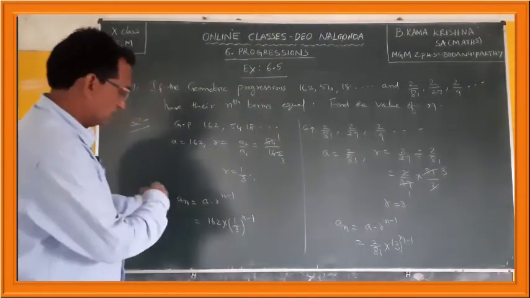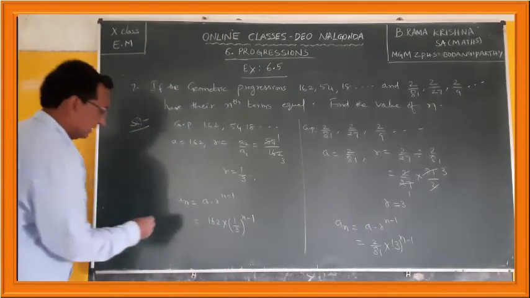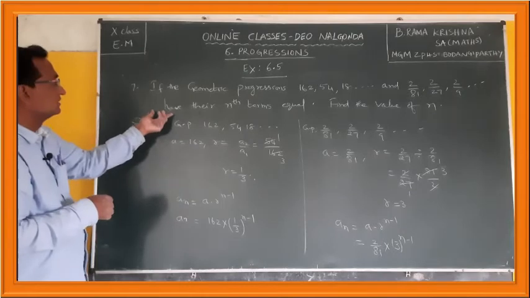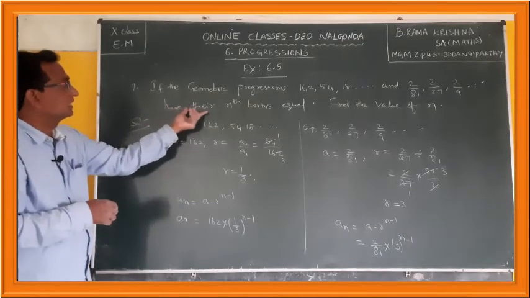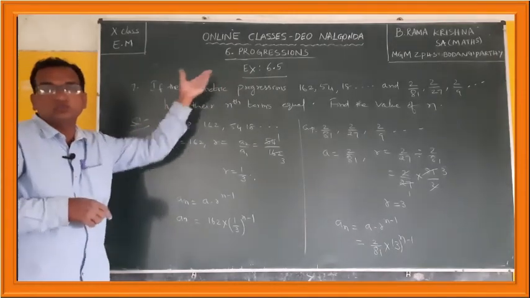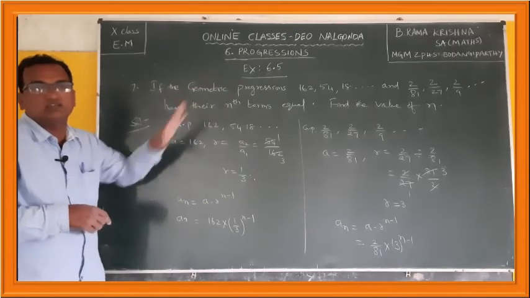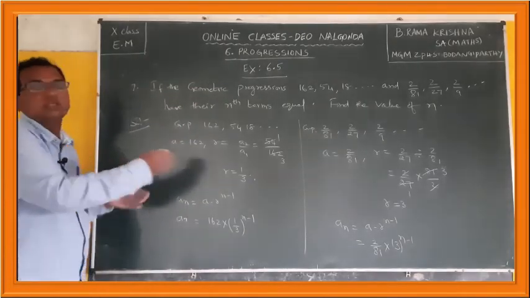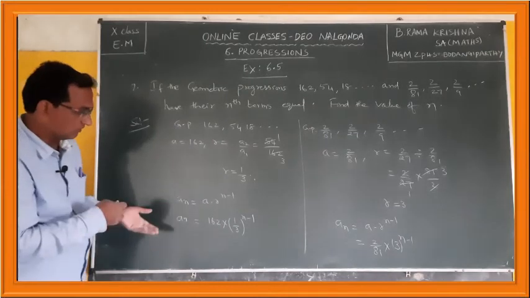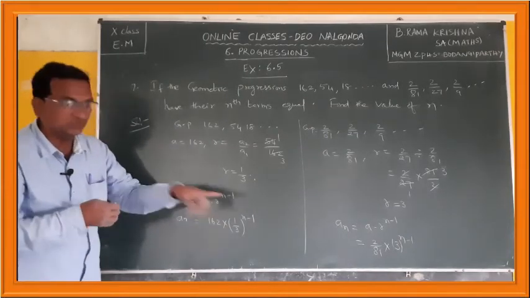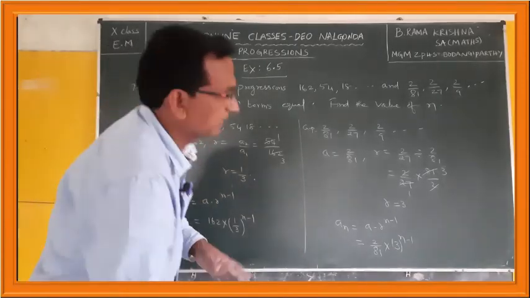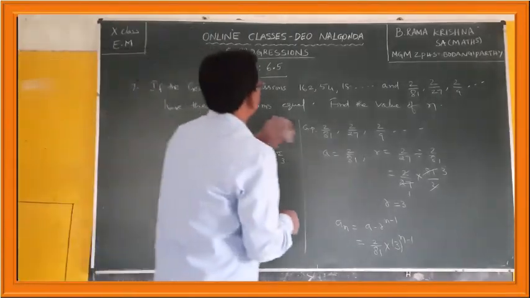So, now we found both the nth terms of the two GPs. What is he saying? These two GPs will have their nth terms equal. It means you have to make them equal. By making them equal, what do you get? You will be left with only one variable, that is n, and you have to find the value of that n. So, let me write like this.